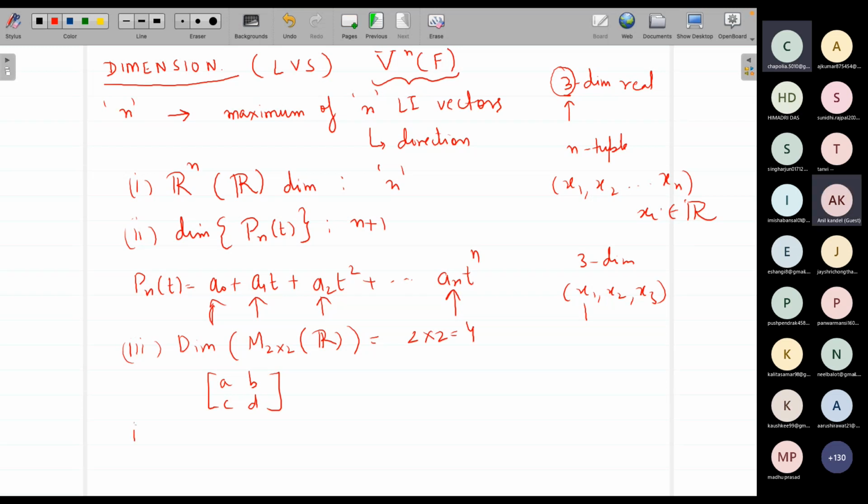In fact, you can generalize this concept and say the dimension of M n cross p over a real space will be n cross p, n into p, depending on how many of those numbers there are. So please see that dimension basically just tells you that this linear vector space holds a maximum of n linearly independent vectors.